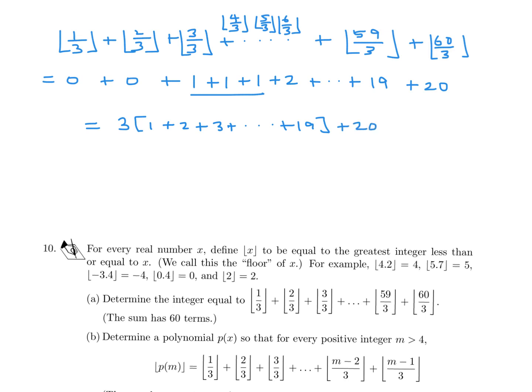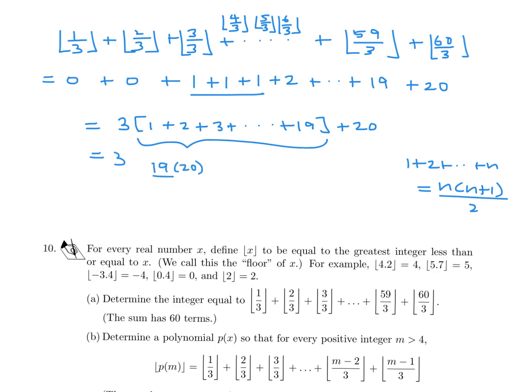And you guys know the formula for figuring out consecutive integers, right? If you go 1 plus 2 all the way to n, it's n times n plus 1 over 2. So apply that formula here, and you'll get 19 times 20 over 2 plus 20. So this looks like 190 times 3 plus 20, and that's 590. So that is the answer.